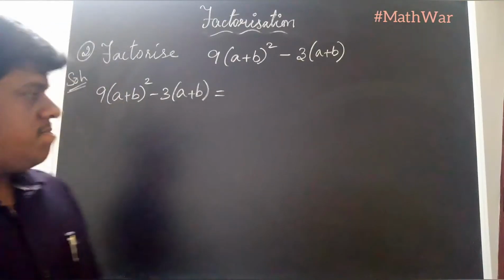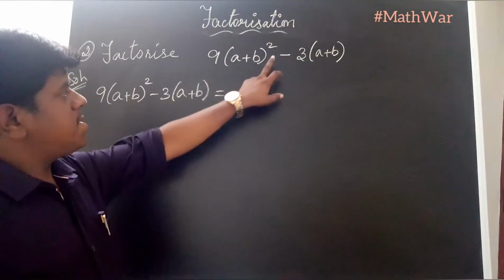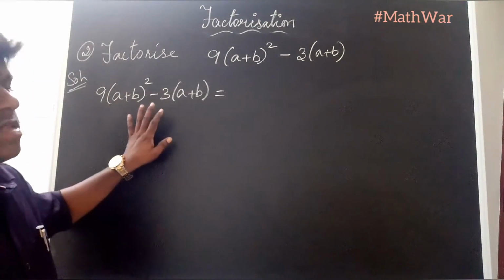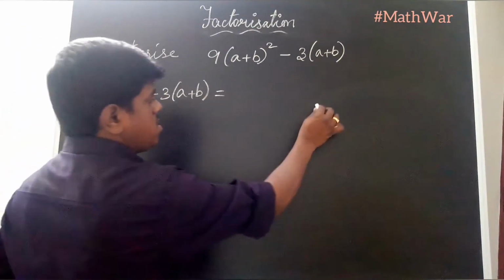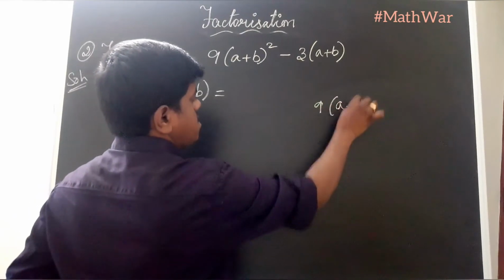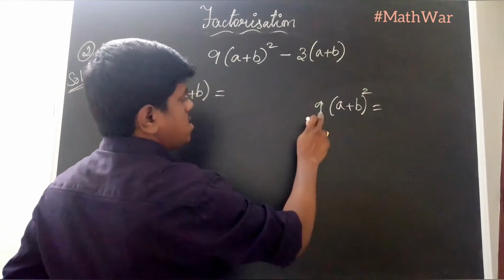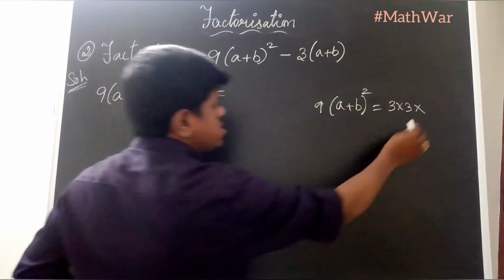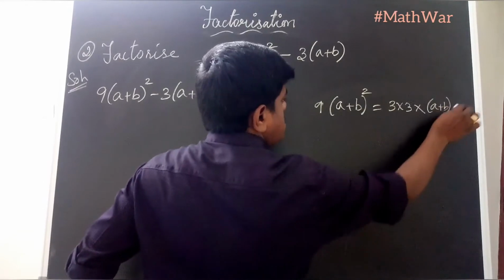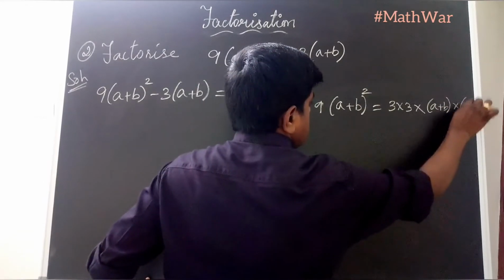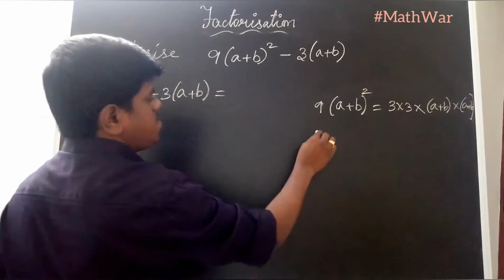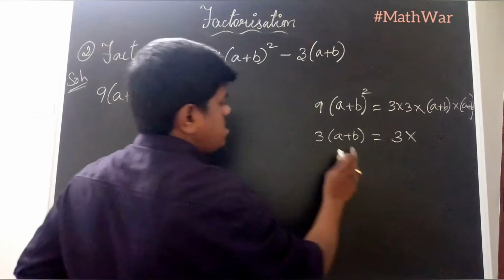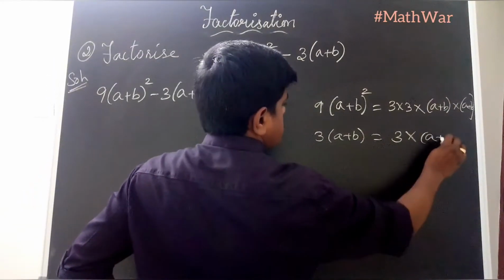We will start the second sum. Factorize 9 into a plus b whole square minus 3 into a plus b. Now we are going to factorize this. For that we need the HCF. So 9 into a plus b whole square: the number 9 can be written as 3 into 3, and a plus b whole square is nothing but a plus b into a plus b. And 3 into a plus b is 3 into a plus b, no other way.